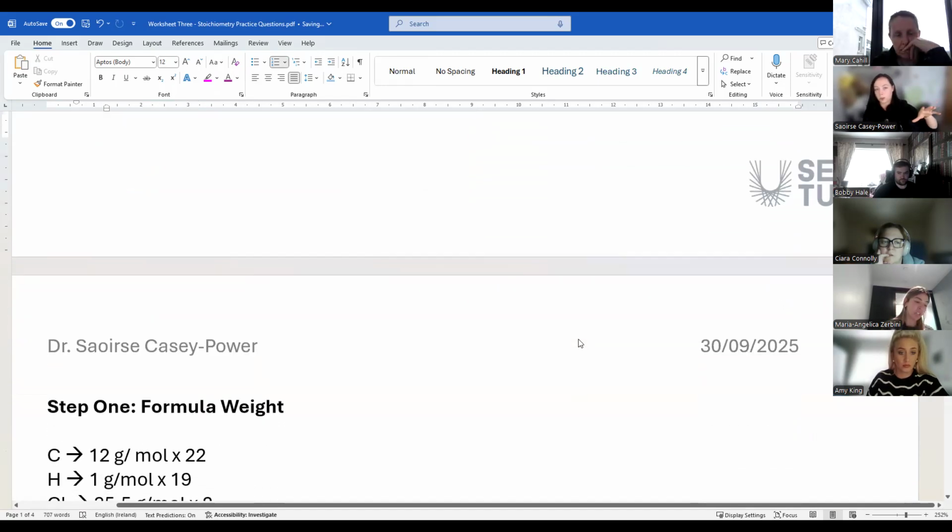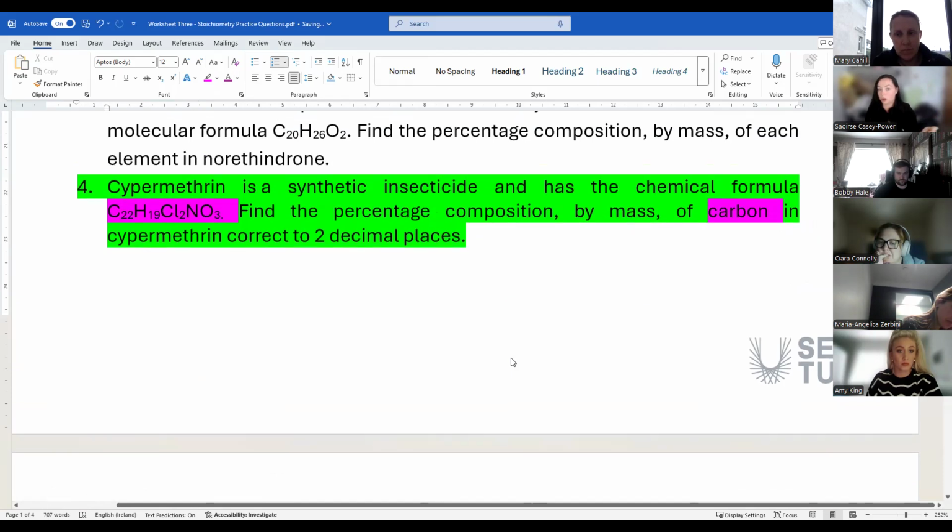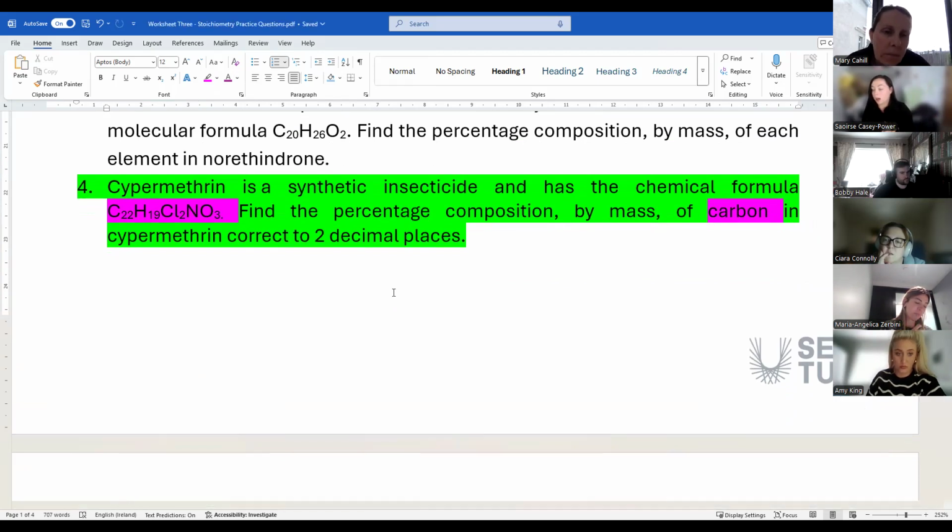What they can do is add almost like a paragraph of information about what you're looking for. It's important to highlight the important parts of that. Most of the time it's going to be a mass or your chemical formula, and then what element we're actually looking for here.